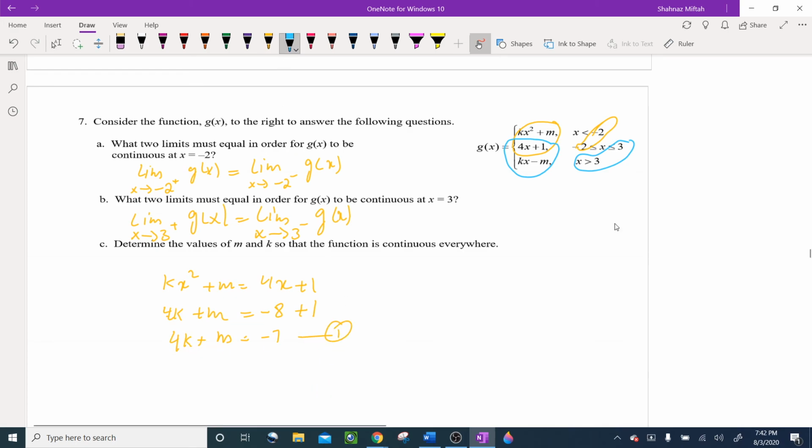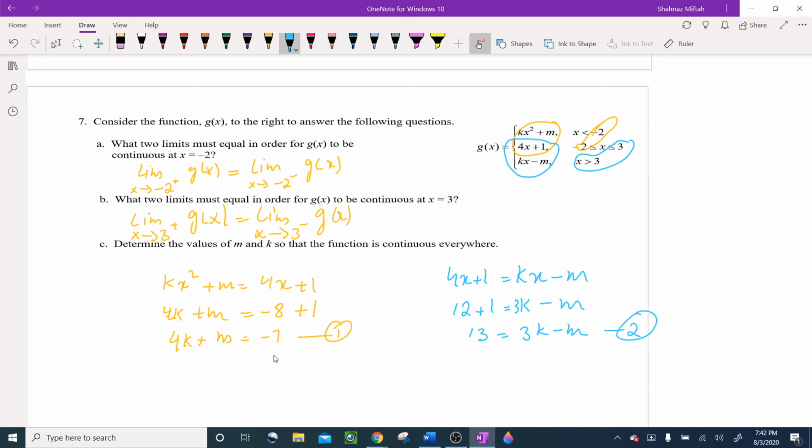Let's do the second one. I'm going to make these two equal each other. 4x plus 1 equal kx minus m. And x is given, which is 3. 3 times 4 is 12 plus 1. K is 3k minus m. I don't have m. That's 13 equal 3k minus m, and that's my second equation.